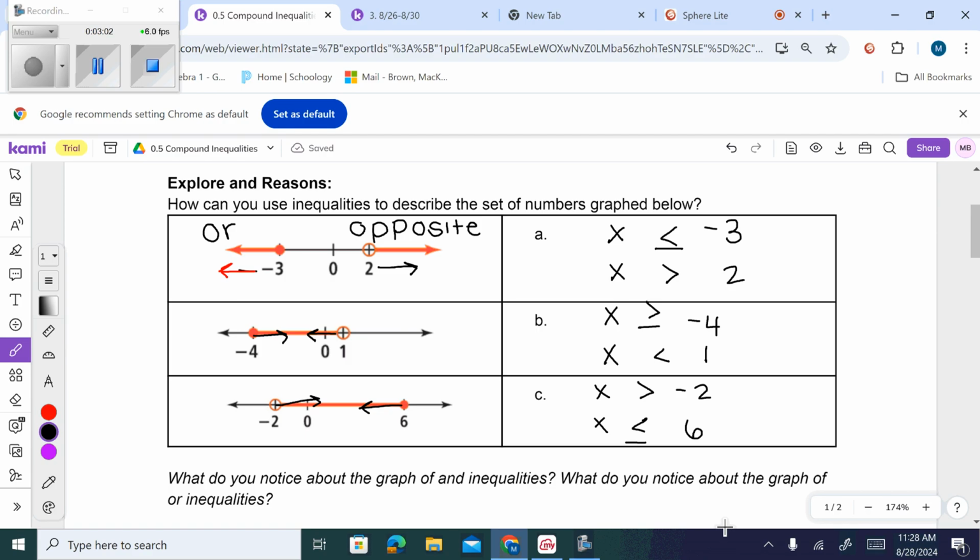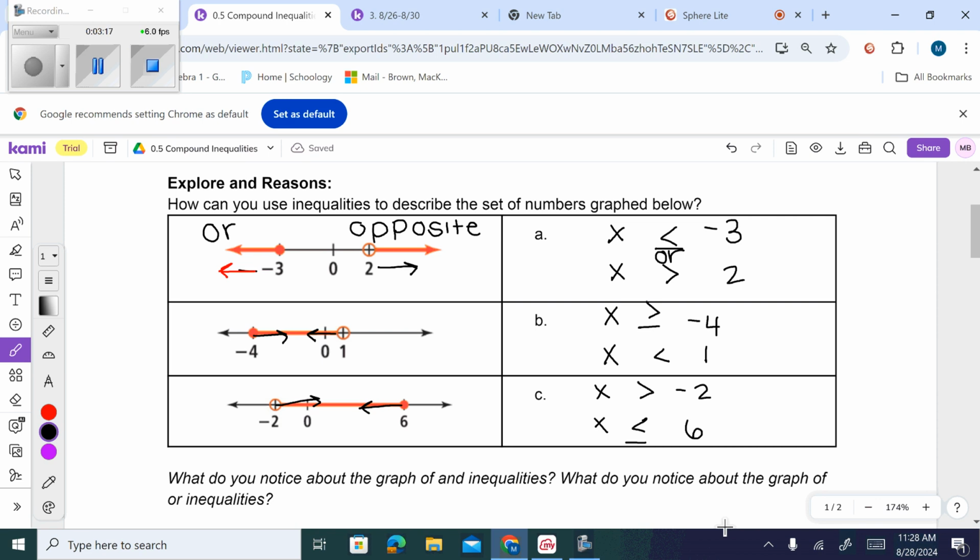You with me? So when I come over here and write this, I can't just write both of these. I have to write X is less than or equal to -3 or X is greater than 2. Does that make sense how you need that word? Okay? So make sure you add that word, okay?